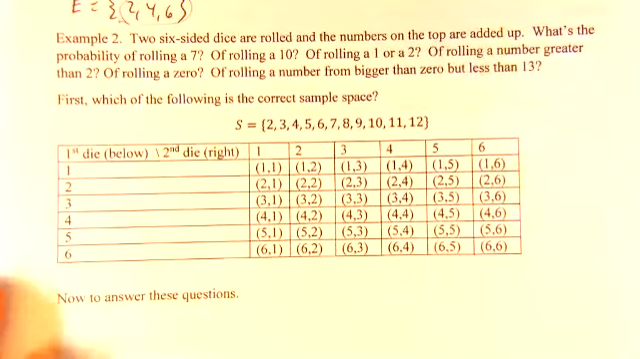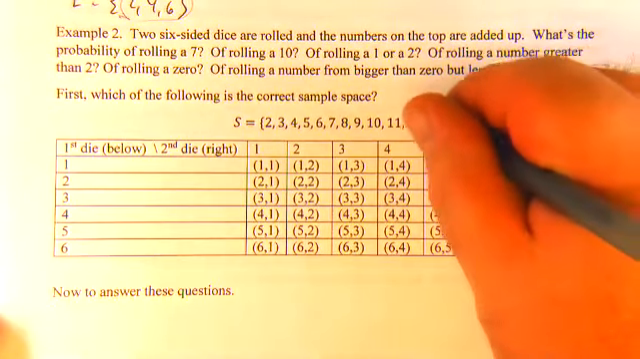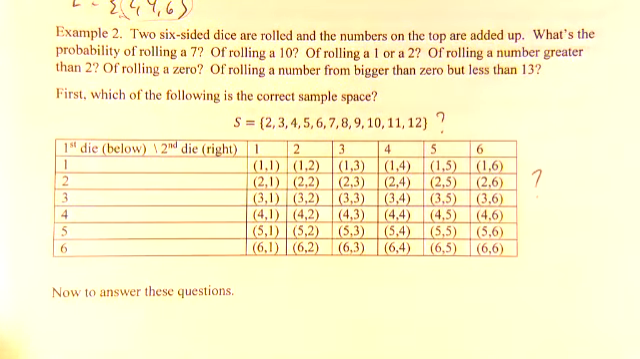So one of the problems is figuring out what the possible outcomes are. Two six-sided dice are rolled and the numbers on the top are added up. What's the probability of rolling a 7, of rolling a 10, of rolling a 2 or 3, of rolling a number greater than 2, of rolling 0, of rolling a number bigger than 0 but less than 13? So first thing is, what's the correct sample space? This one or this one?